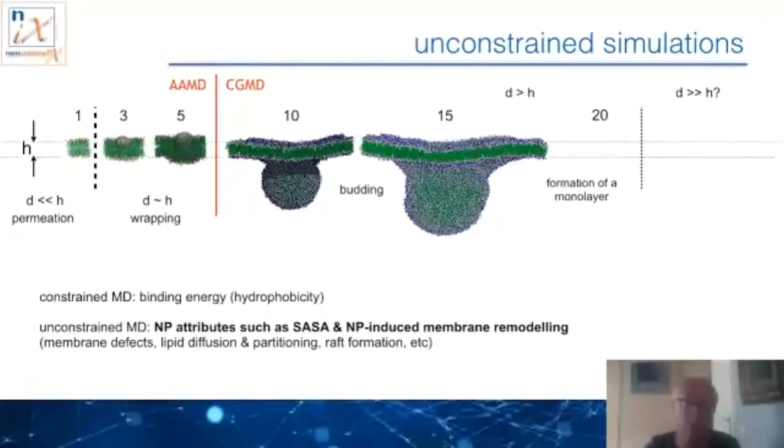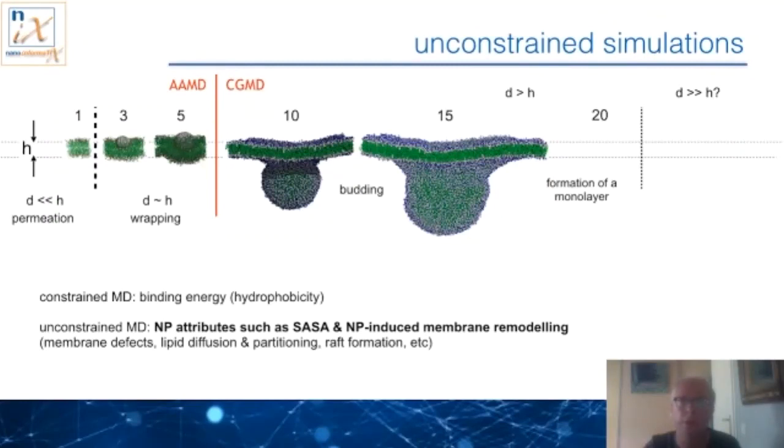And then what we see is that depending on the size, we get different binding kinetics. So for 1 nanometer particles, you basically get permeation. So the nanoparticle is much smaller than the membrane thickness. So it's behaving like a molecule which just permeates through the lipid membrane. For 3 and 5, where the size is comparable to the membrane thickness, which is about 4 nanometer, you see wrapping. But if you go to larger nanoparticles, you see a wrapping, but also a budding.